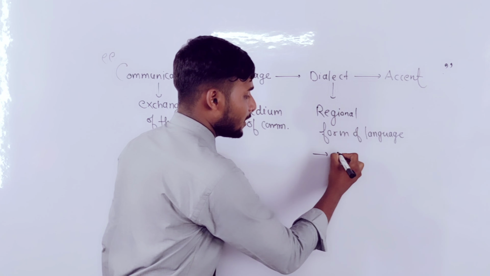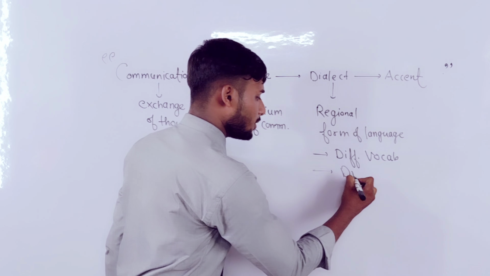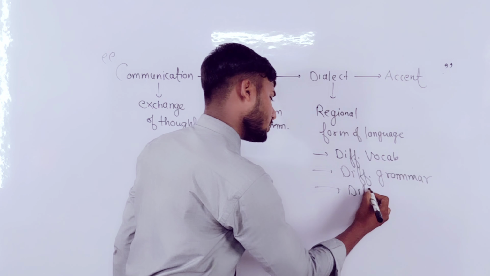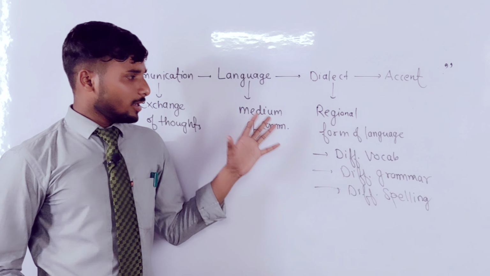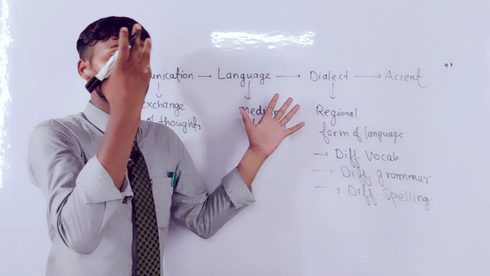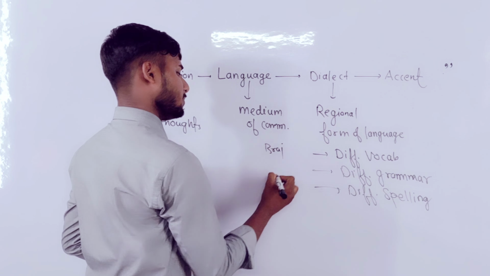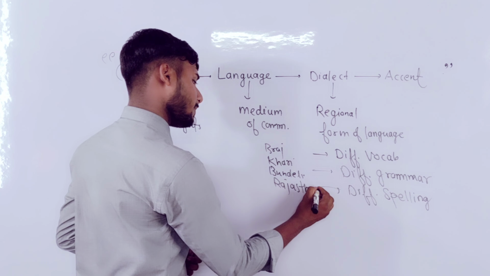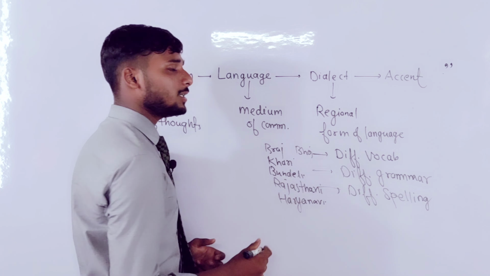So it could have different vocab, meaning the words can be different, and different grammar, and different spelling. Let me give you an example now. For example, Hindi. Hindi is a main language, and Hindi has several dialects, such as Braj Bhasha, Khadi Boli, Bundeli, Rajasthani. Rajasthani is not a language, right? Haryanvi, Bhojpuri. These are the dialects of the Hindi language, right?